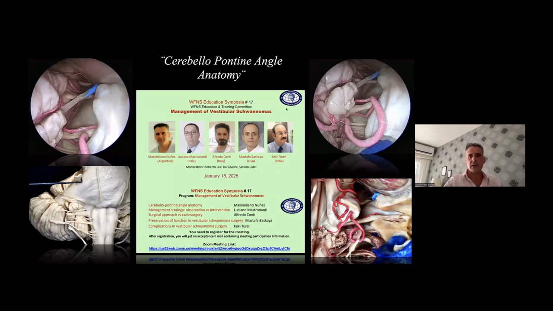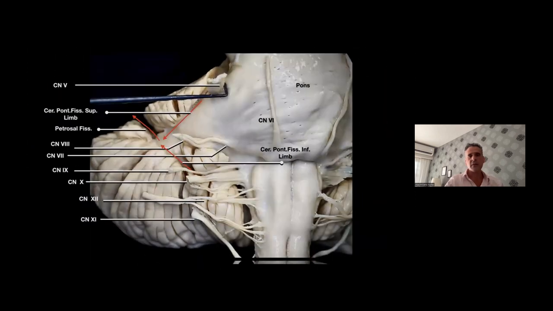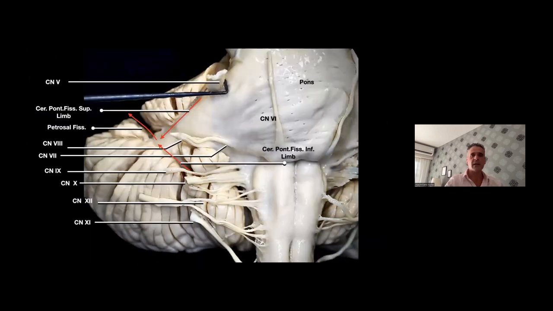So the CP angle is a very interesting area. We can define the CP angle in this beautiful view of the brainstem in the frontal view by the structures we can find in this area, these limits. For example, we can see here the Cerebello-pontine fissure with superior limb in the red. You can see in the red line the inferior limb and the petrosal fissure in the anterior face of the cerebello-pontine angle.